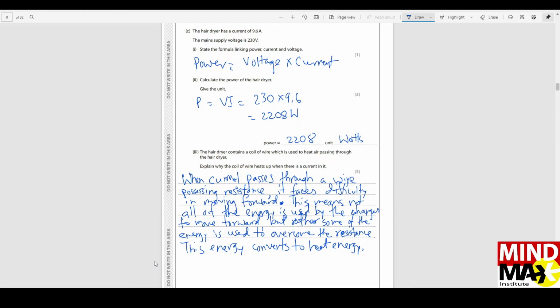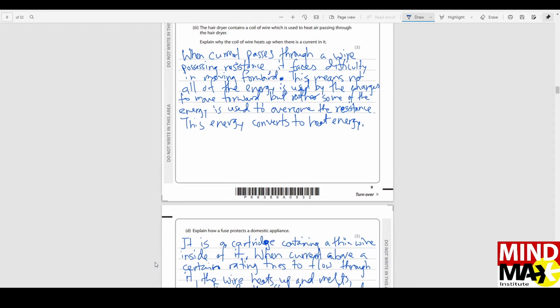So because the current flows through the resistance, there is difficulty in moving faster forward. That means not all of the kinetic energy is used up in moving forward. Some of it is used in overcoming the resistance. This results in heat energy being produced because of the resistance having to be overcome.